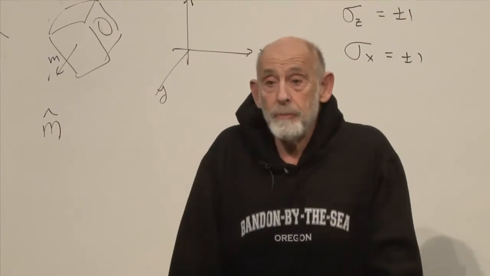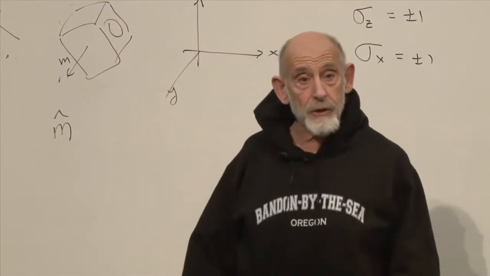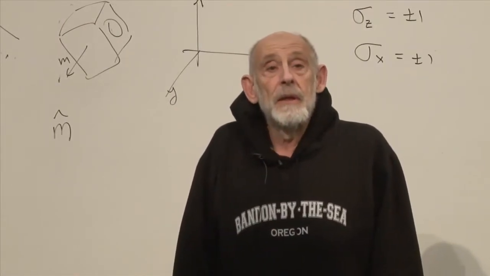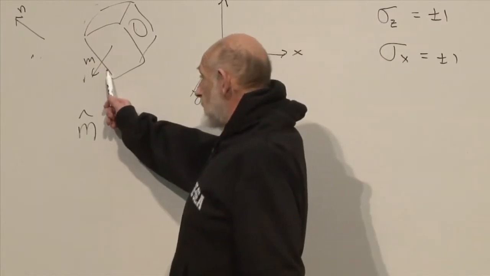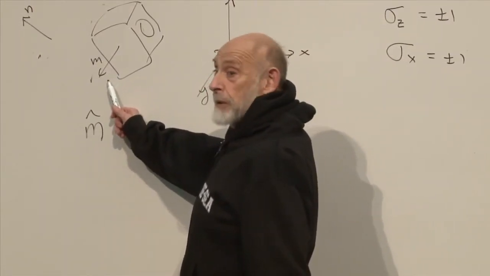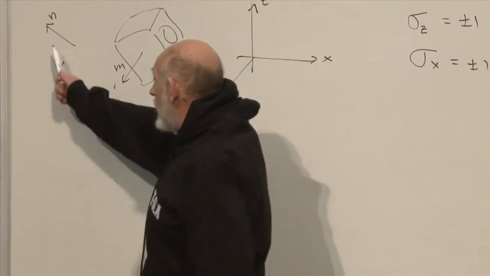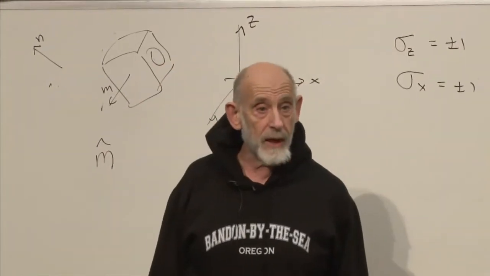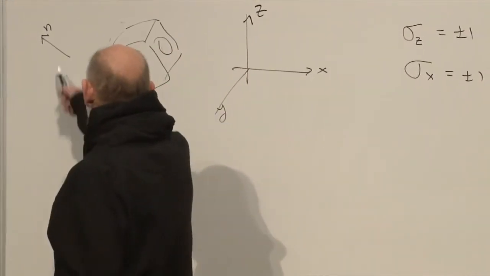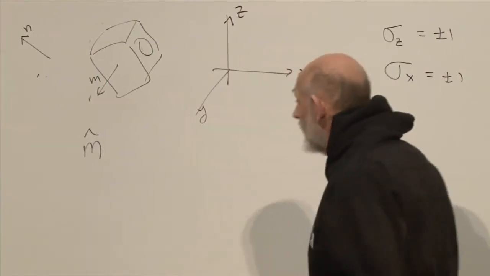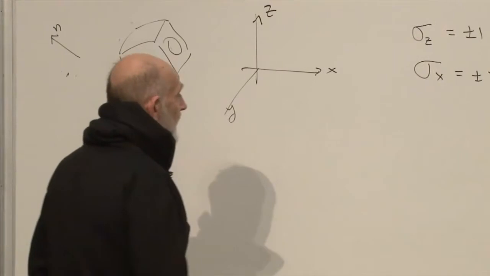It will either come up +1 or -1 along the m-axis, never in between, but the average value of the spin along the m-axis here will not be 1. It will not be -1. What will it be? It will be the cosine of the angle between m and n. In other words, the component of m along n. How do we write that? Let's write a formula for that.